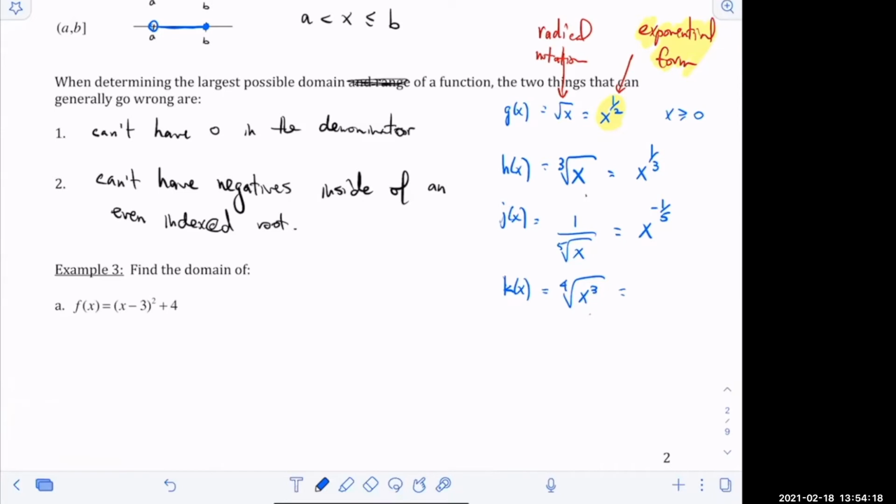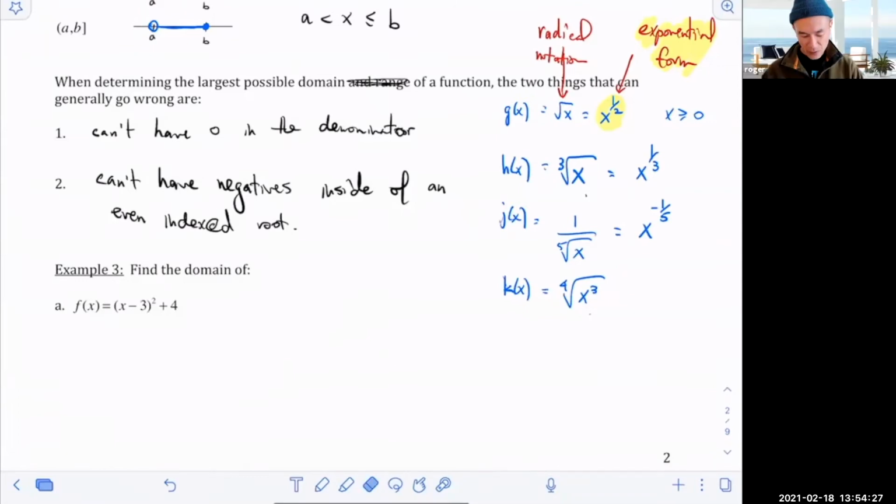X to the power 3 over 4. Correct. I'm going to write another step here, if you don't mind. I'm going to write this as x cubed is the inside, and then the 4th root is to the 1/4 power. So what you end up with is a power to a power. And as you know, when we have a power to a power, you multiply those powers together. So this is x to the 3/4, as was suggested.